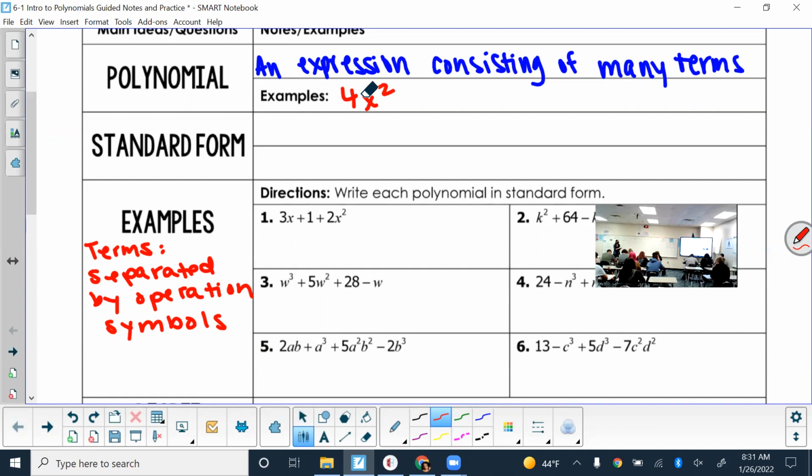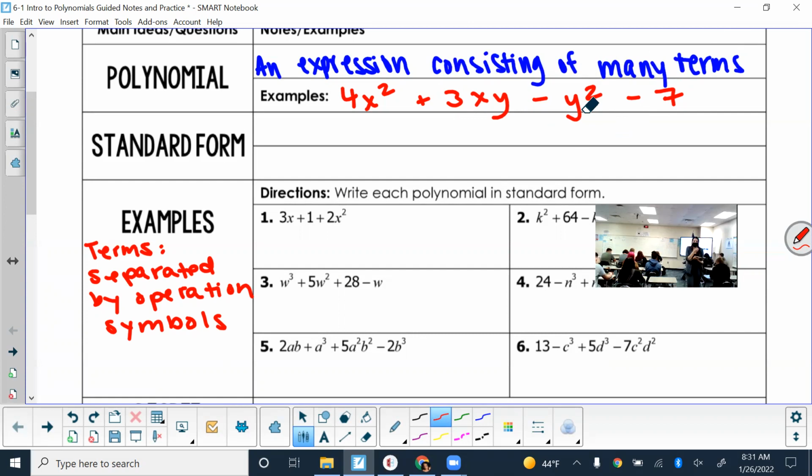So we could have 4x squared plus 3xy minus y squared minus 7. All right, how many terms are in the example that I just made? There are 4 terms, right? 4x squared is a term, 3xy is a term, negative y squared is a term, and negative 7 is a term. All right, so always keep the sign that's directly in front of each term.